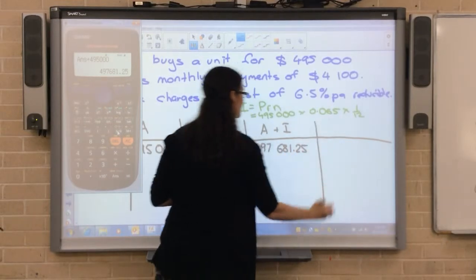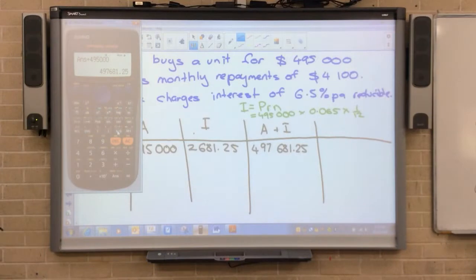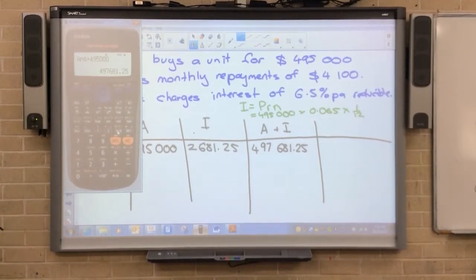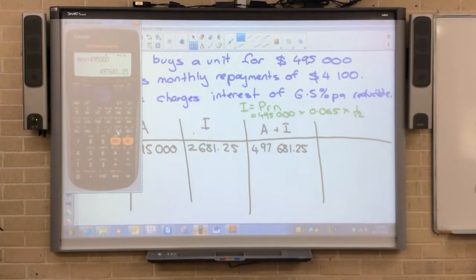$497,681.25. Okay, that's a lot of money that he owes the bank now. What's my final step? At the end of the month, I make a repayment. Now the question told me the repayment: he's making quite large repayments. He wants to get rid of this loan quite quickly, so he's making a very large repayment each month.